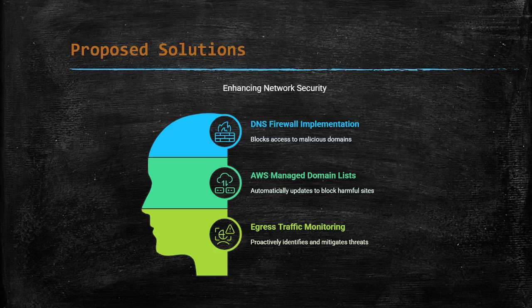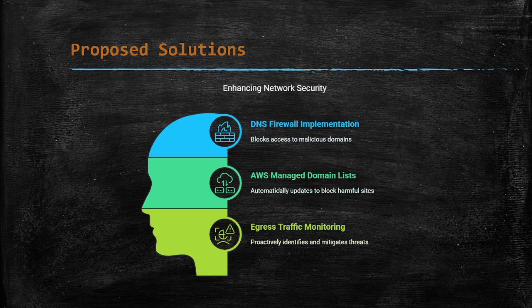The proposed solution is having a DNS firewall, managing the domain list of which particular domains have to be blocked at the firewall side, and keeping an eye on all your egress traffic, which is very important. Whatever comes in and goes out, we need to have a log of those threats. These are the three key points. You should have a system which allows you to block malicious domains.